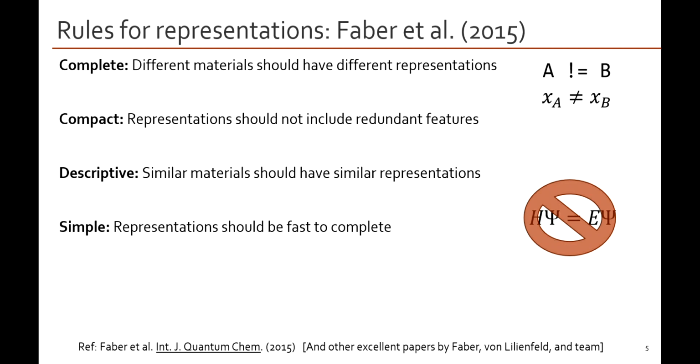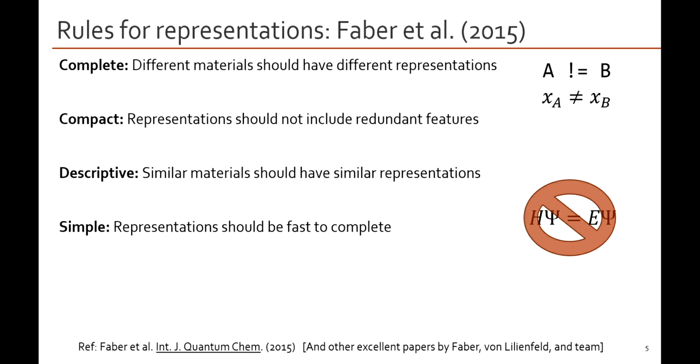When I take a representation, it first must be complete. If I have different materials within my data set that are indeed different, they have to have different representations. Ideally, you also want these representations to be compact, that they don't carry features that are redundant for the problem. And they also must be descriptive, that the features that I do include group materials in intelligent ways. Like in the example that I just gave you with identifying ionic materials, I want things that group materials by the polarization of their bonds, a hallmark of whether a material is ionic or not.